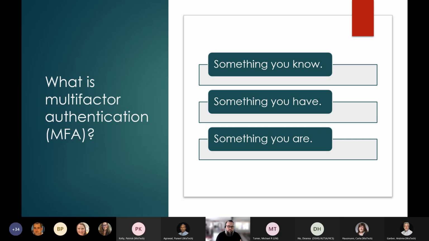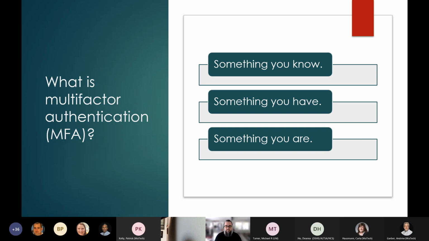So right now, most places we use a username and password, which falls in this something you know category. So that's one factor. In this case, MFA, which is why we call it MFA, or multi-factor, has three factors that are traditionally considered: something you know, something you have, and something you are. Some places may call it 2FA, or two-factor authentication, two-step authentication. It all falls into that same realm.